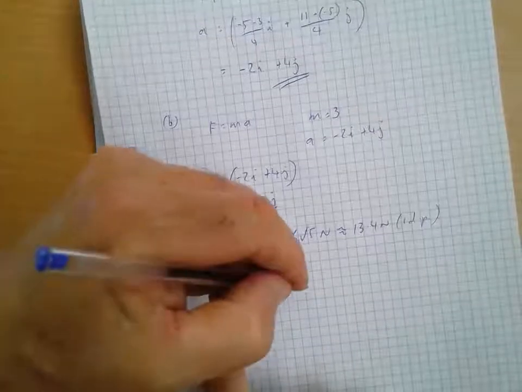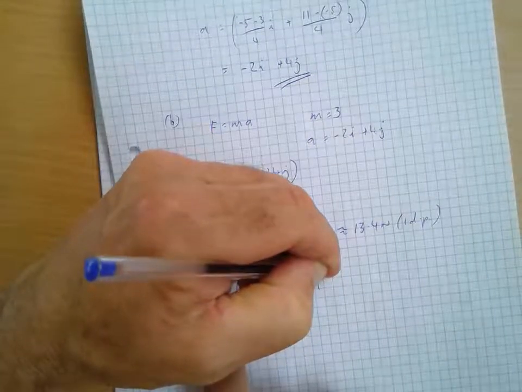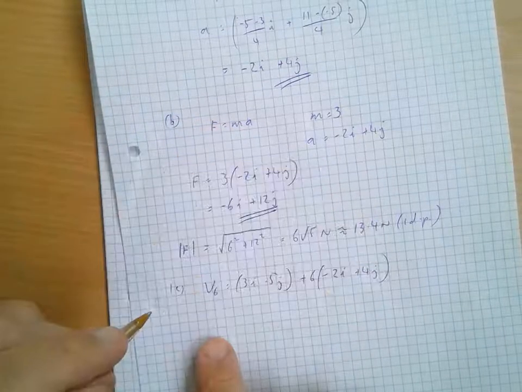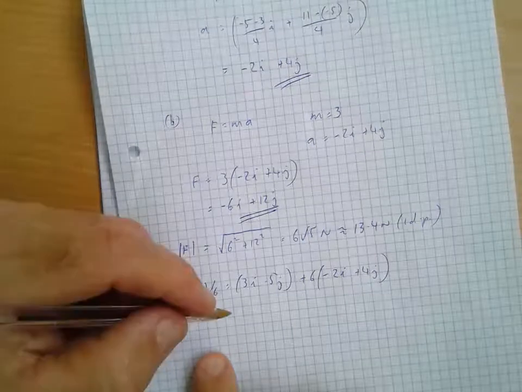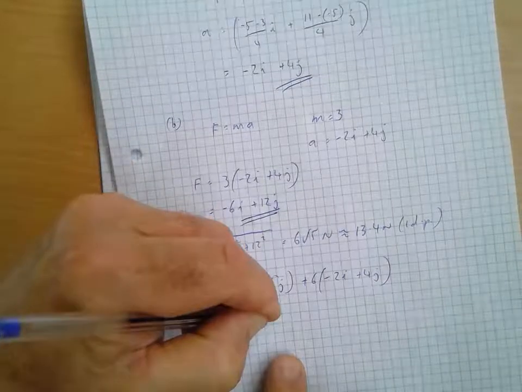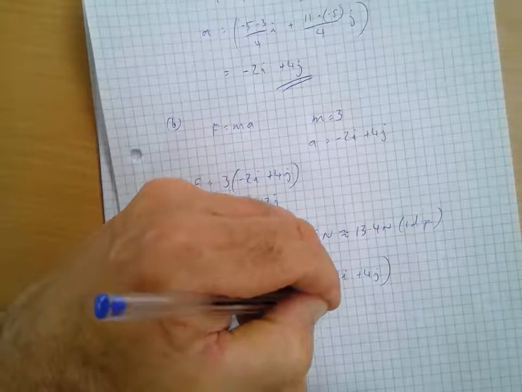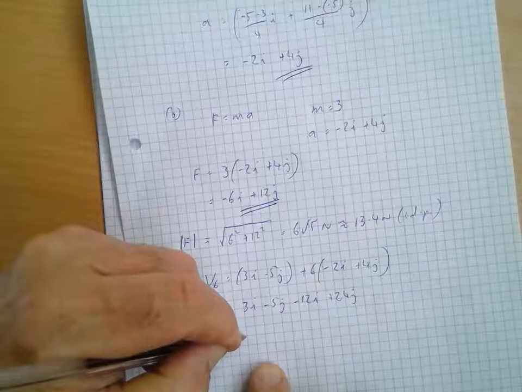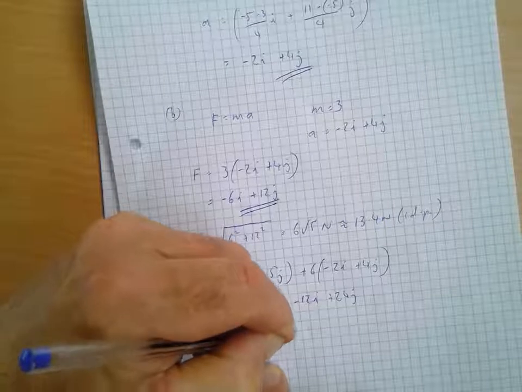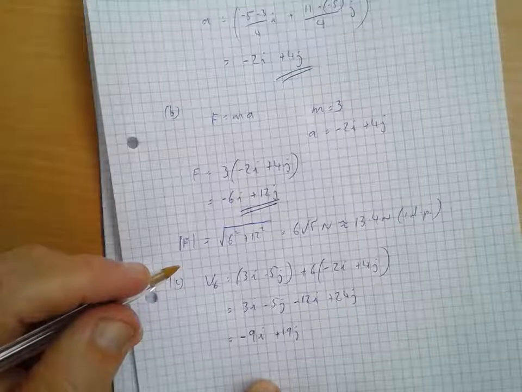And then this time we're going to add 6 lots of acceleration, minus 2i plus 4j, which becomes 3i minus 5j minus 12i plus 24j, which is minus 9i plus 19j. So when it gets to point A, it's moving with that velocity.